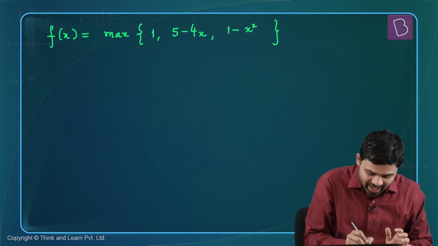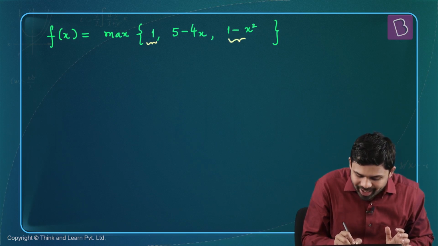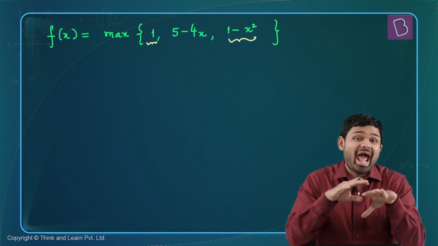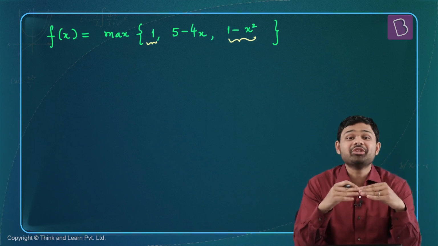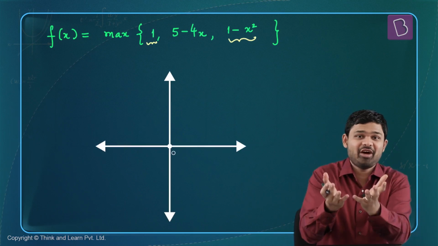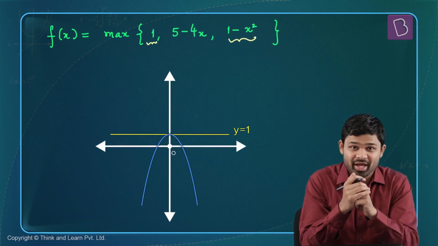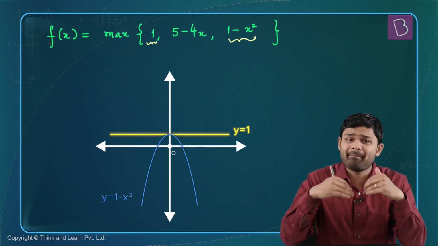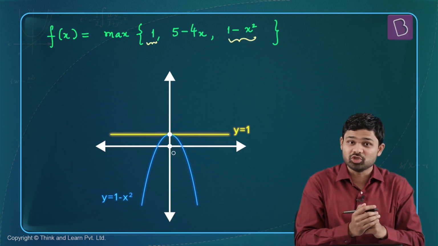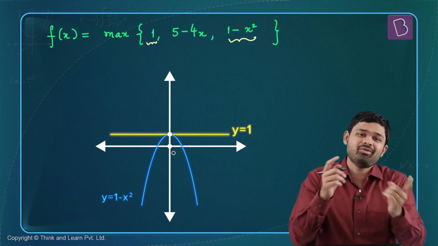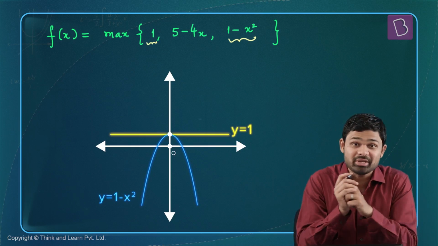Now analyze again. 1 and 1 minus x square. For every value of x other than 0, 1 is going to be greater than 1 minus x square. Look at the graph of 1 and look at the graph of 1 minus x square. 1 is always going to lie above 1 minus x square. They meet at the point x equal to 0. So the maximum of 1 and 1 minus x square is always going to be 1.